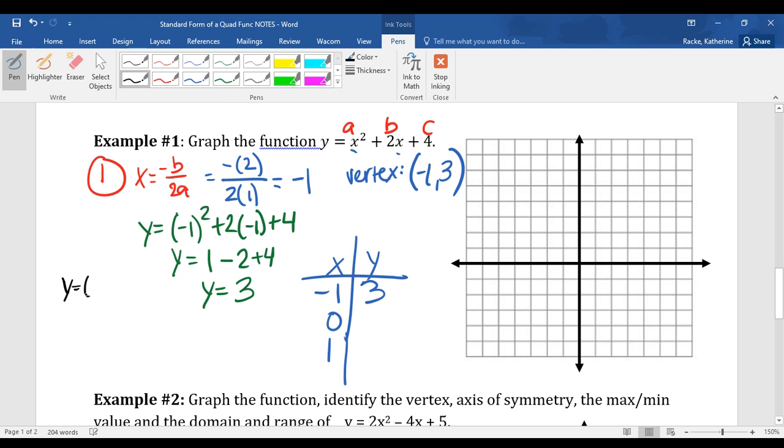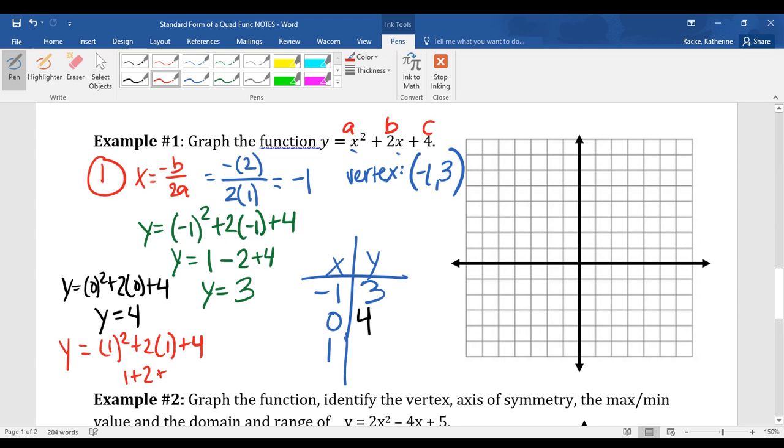So y equals 0 squared plus 2 times 0 plus 4. So 0 squared is 0, 2 times 0 is 0, so y equals 4. And then I'm going to do plugging in x equals 1, so 1 squared plus 2 times 1 plus 4. 1 squared is 1, plus 2 times 1, which is 2, plus 4. So 1 plus 2 is 3. 3 plus 4 is 7.